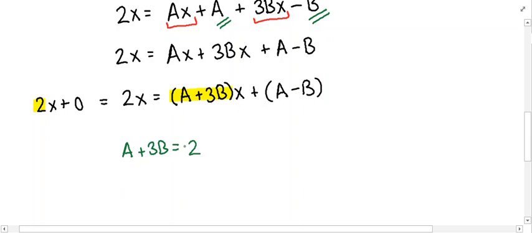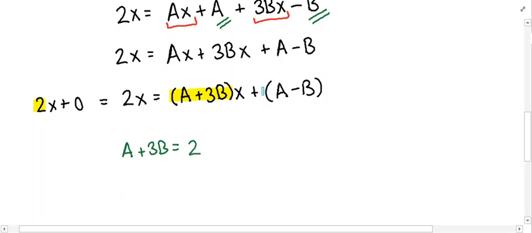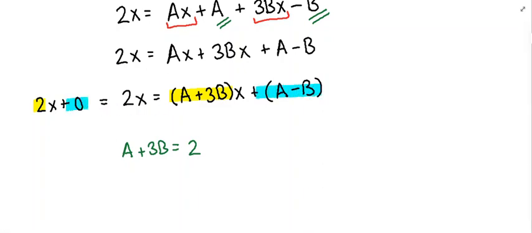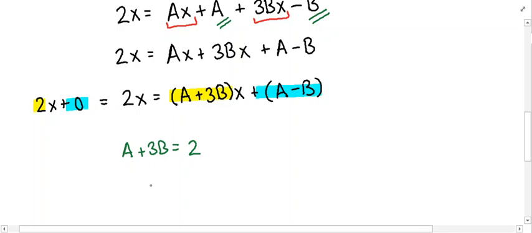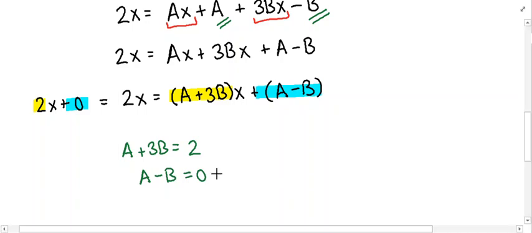Okay, you're just comparing the numbers in front of each power of x. And then the constant pieces have to be equal, so a minus b needs to equal 0. So a minus b has to equal 0. This leaves us with a system of 2 equations and 2 unknowns. We solve through elimination or substitution. This one looks pretty straightforward.